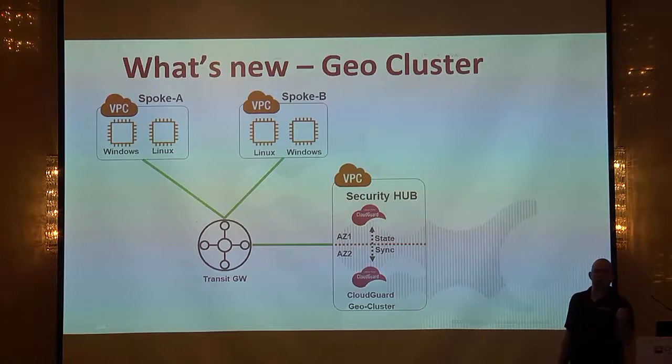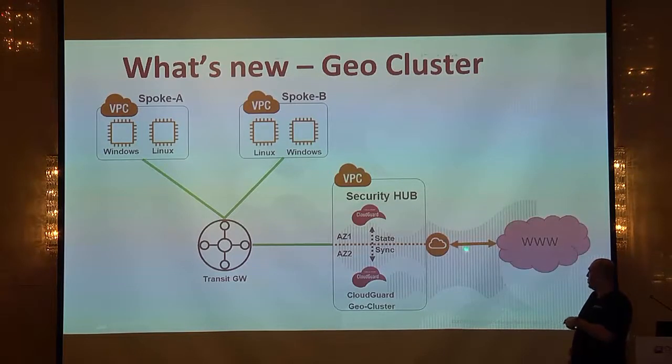Because, I don't know how much you know, but each AZ is a different building. It's a different data center with different electricity feeds, different internet connections, so it's a geographically diverse building, right? Location, physical location. So if we can do this cluster, we can now connect it to the internet on the other side.